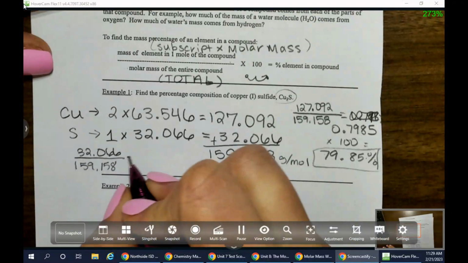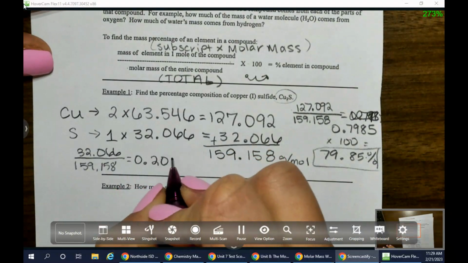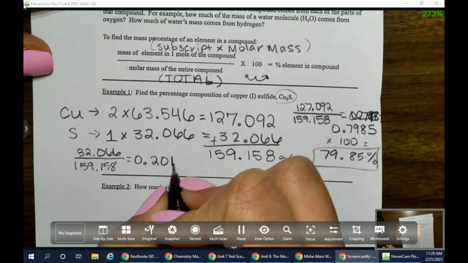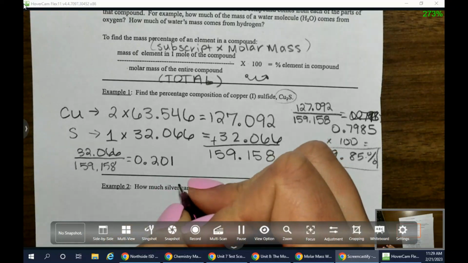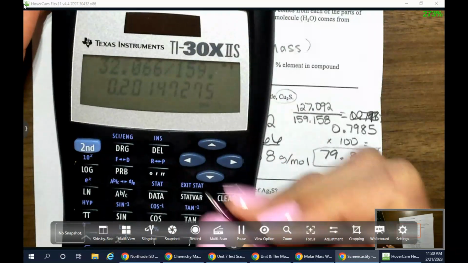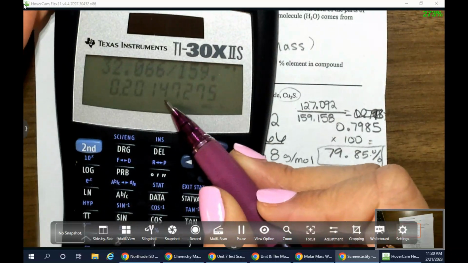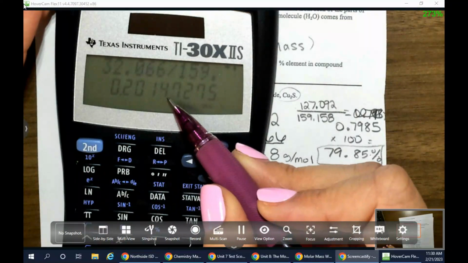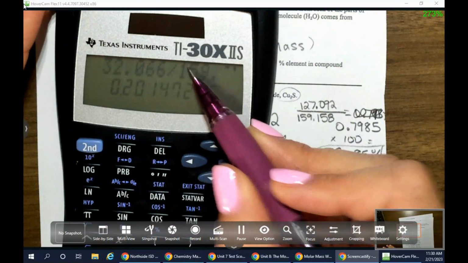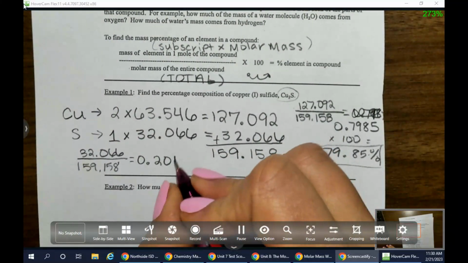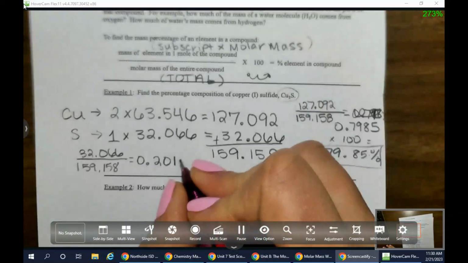So we get 0.201. I'm going to round up since there's a 7 behind my 4. So this is what I have in my calculator. And I know that I'm going to be going to 2 decimal places technically. So I'm going to go ahead and look at my 4, round up. If you don't do that, that's okay.